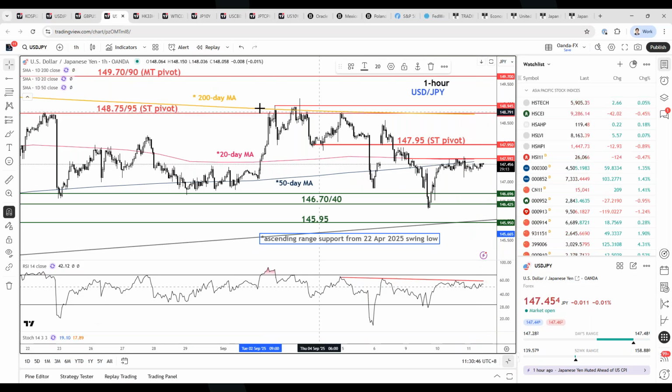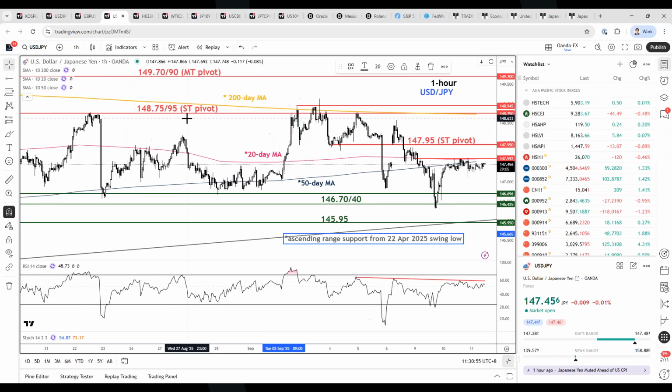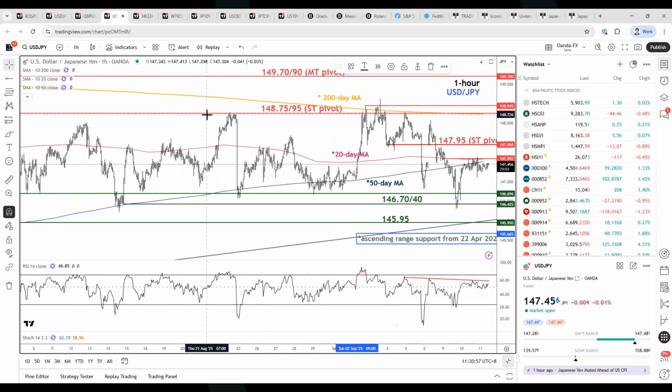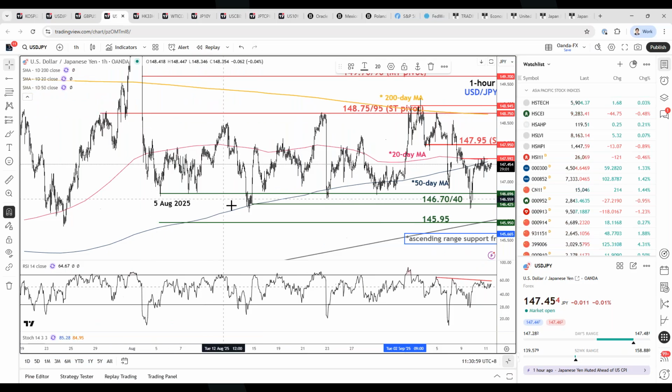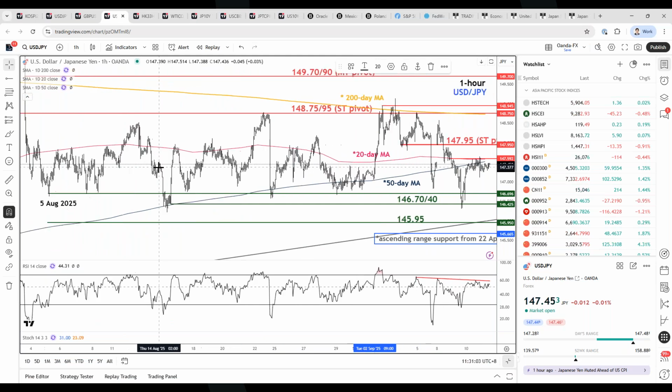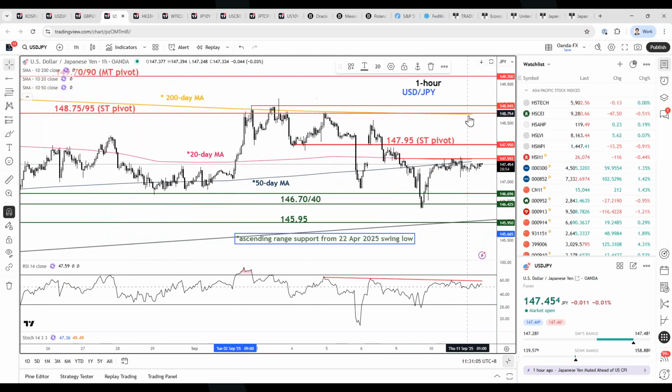to see a squeeze up towards the upper limit, which also confluences with the 200-day moving average at 148, and the upper limit of the sideways range configuration at 148.75, 148.95. All right, so this is a sideways range configuration that has been evolving since 5th of August. All right, so that will be the upper limit.